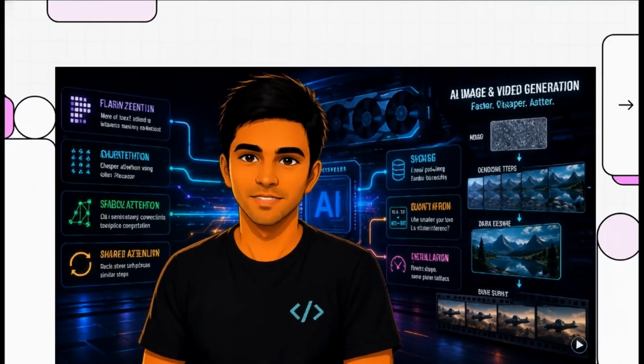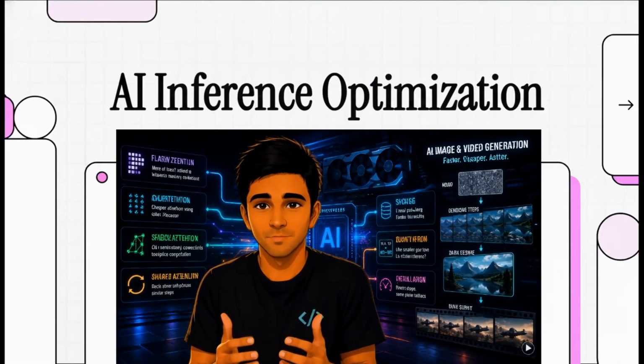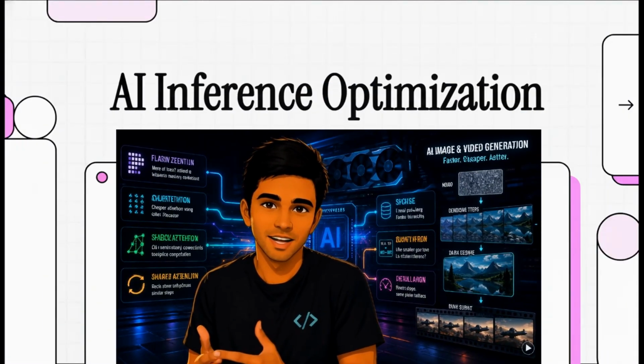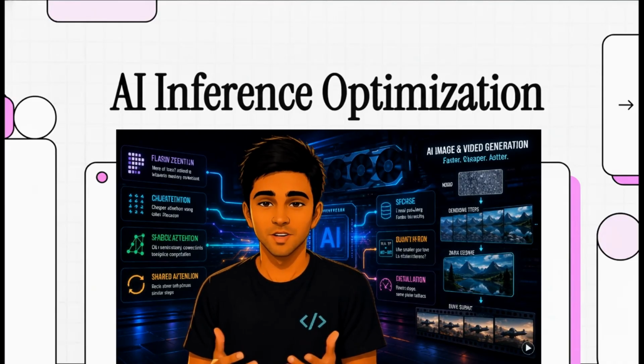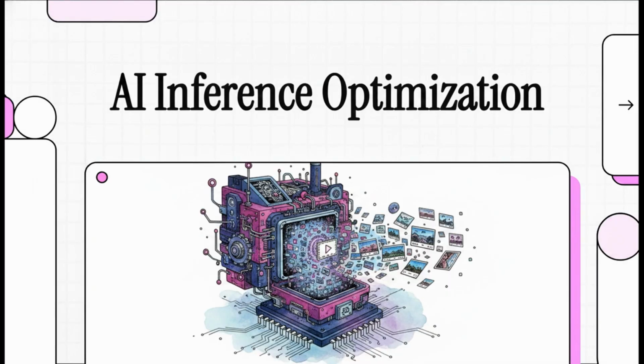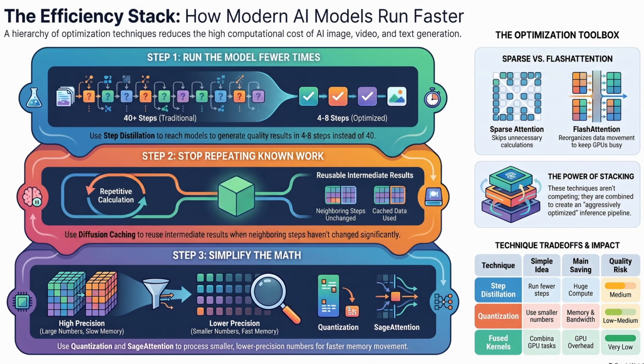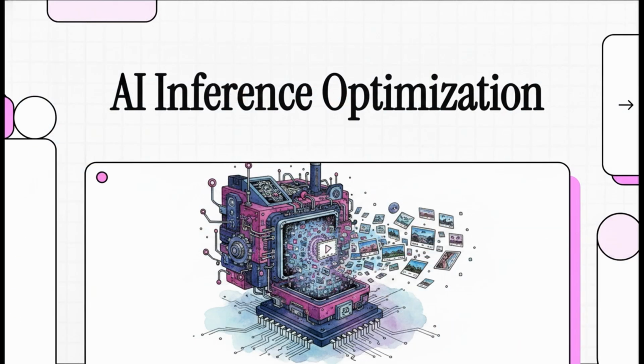If you look into AI video generation, you might have heard of optimization techniques like sage attention, flash attention, EasyCache, distillation, etc. But what are they? Let's find out. We're going to uncover exactly how massive AI video and image models are able to run, literally generating completely new realities pixel by pixel without absolutely melting our computers.